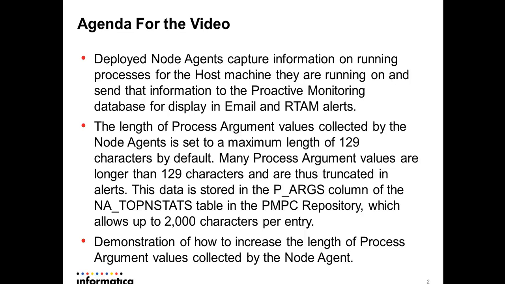Now, the length of process argument values collected by the node agents is set to a maximum length of 129 characters by default. Many process argument values are much longer than 129 characters and are thus truncated in both email and RTAM alerts. This data is stored in the p_args column of the na_topn_stats table, which is in the proactive monitoring repository. This particular column allows up to 2,000 characters per entry, so we can utilize that full space if that's what we decide to do.